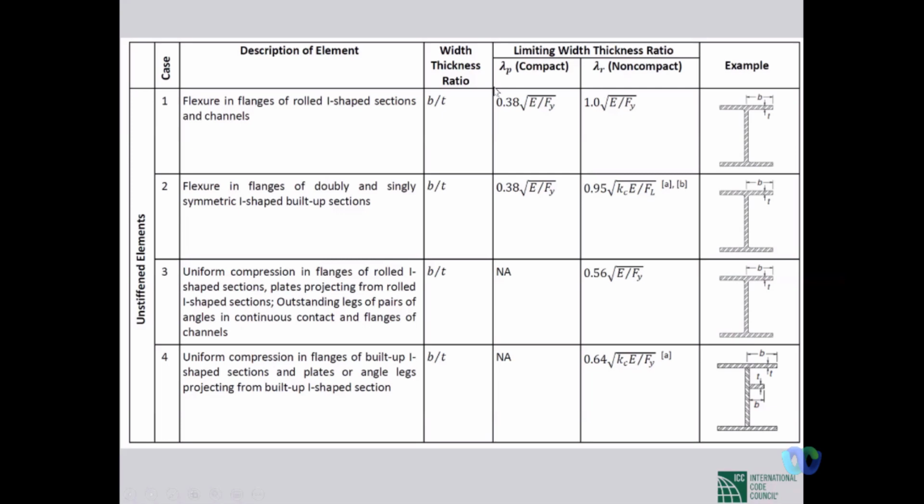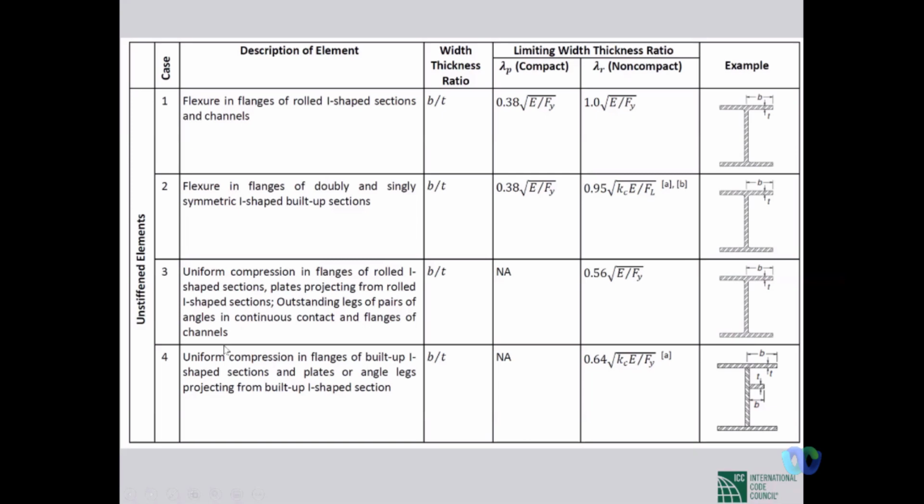What they mean, I'll explain in a short while. So these are some limits. Based on these limits, we compare the b by 2t or h by t_w, the slenderness ratios, with these limits, and we term a section compact or non-compact. That is, whether the section is susceptible to local buckling or not. Basically, that is the information we get from these definitions.